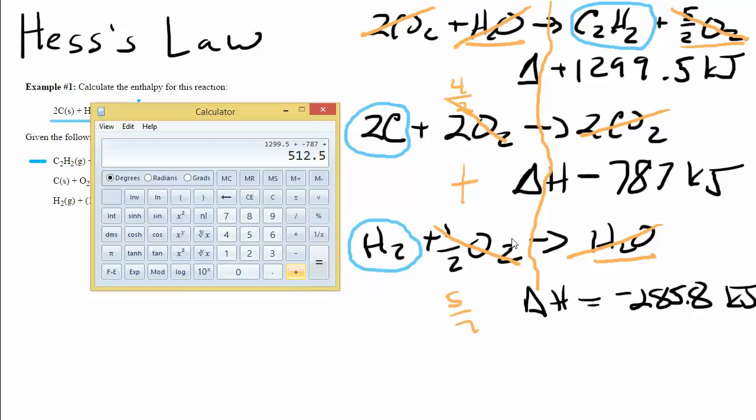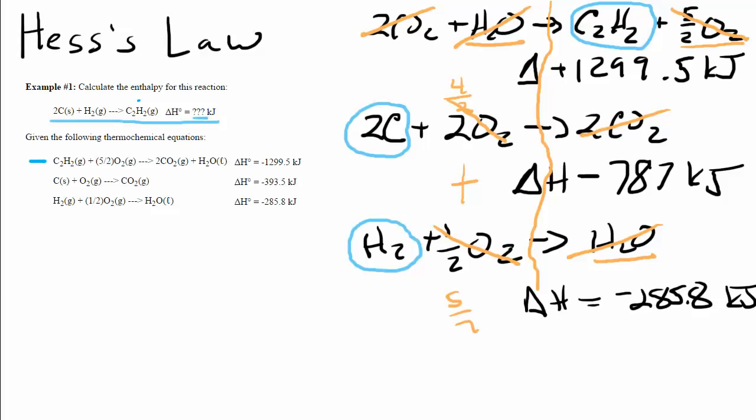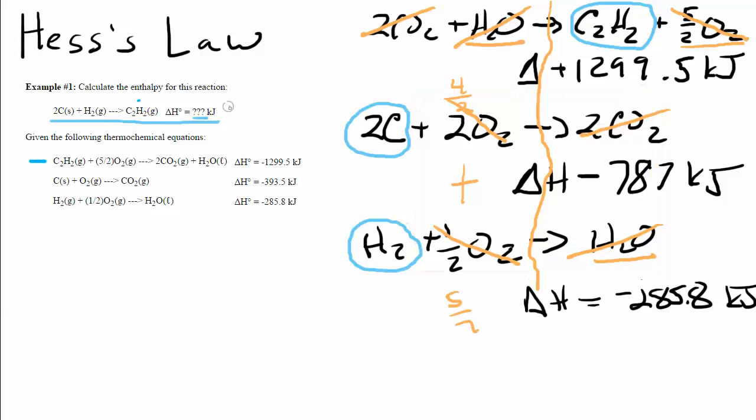And then we're going to add to that, what do we have? 285.8, and that is negative. Again, the sign is super important. And when we add all that up, we get 226.7. So that means that our final answer is 226.7. So delta H for our original reaction is 226.7 kilojoules. That is the answer. There we go.